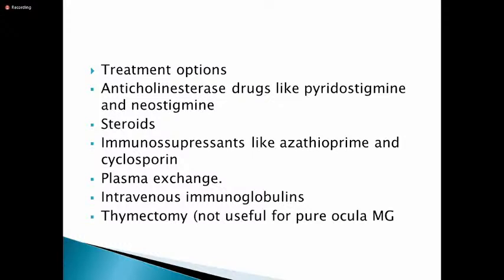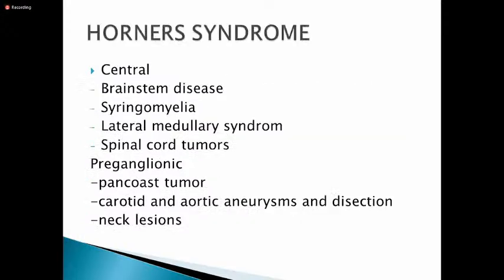And in some cases, thymectomy, because in most cases of myasthenia gravis, when you do the CT scan of the chest, you'll see that the thymus is enlarged. And thymectomy itself can cause a dramatic improvement of the symptoms. I mentioned again Horner syndrome, where there is mild ptosis from impaired or a problem with the sympathetic nervous system.